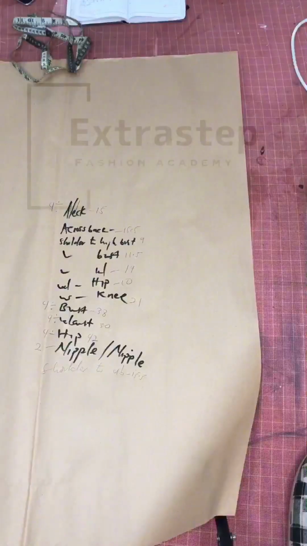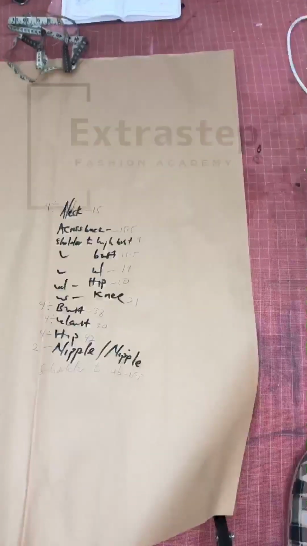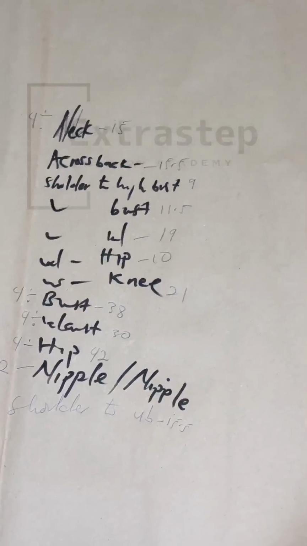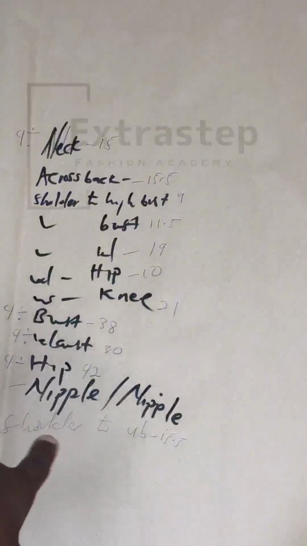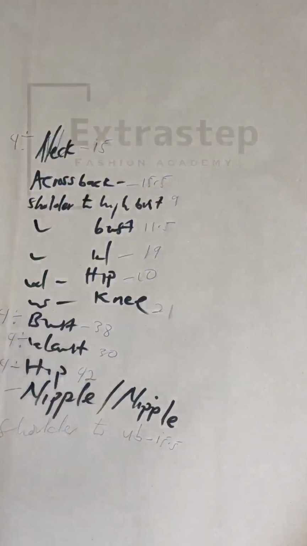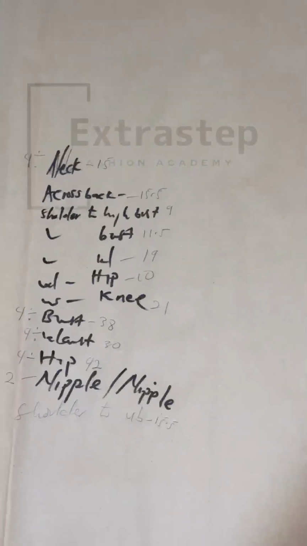If you can't actually see it, let me try and zoom in and see if I can show you the measurements I'm going to use. Okay, so this is it. I think you can see now. This one, shoulder to UB, is the shoulder to under bust. Okay, UB, under bust. I think that's all for the measurement. So let's get started.